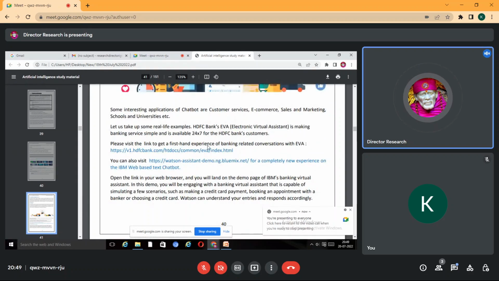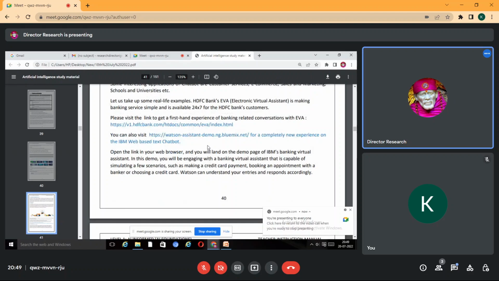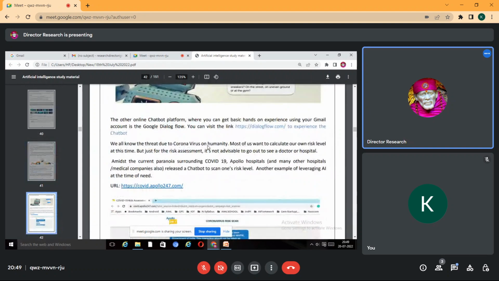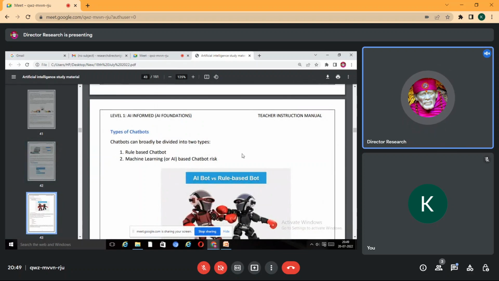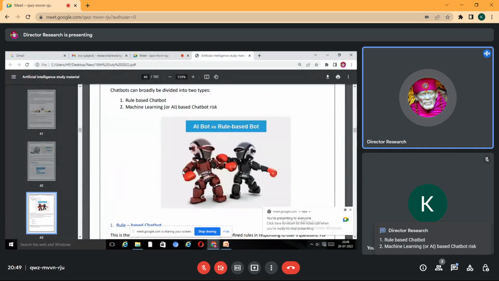Some interesting applications of chatbots are customer service, e-commerce, sales and marketing, and schools and universities. Chatbots are broadly divided into two types: rule-based chatbots, and machine learning or AI-based chatbots. These are the two classifications.